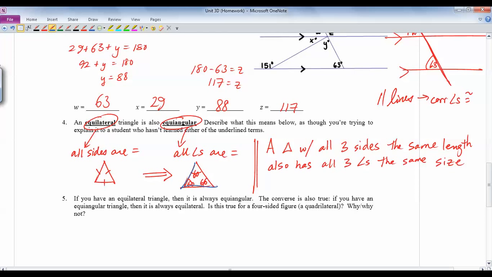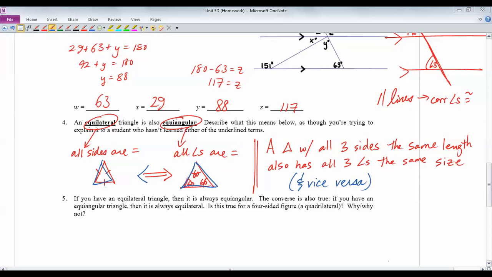If you have a triangle and you know all three angles are the same, then you actually have a triangle with all three sides the same. So I'll put here, and vice versa. Okay, so number 5 says if you have an equilateral triangle, it's always equiangular, and if you have an equiangular triangle, then it's always equilateral.